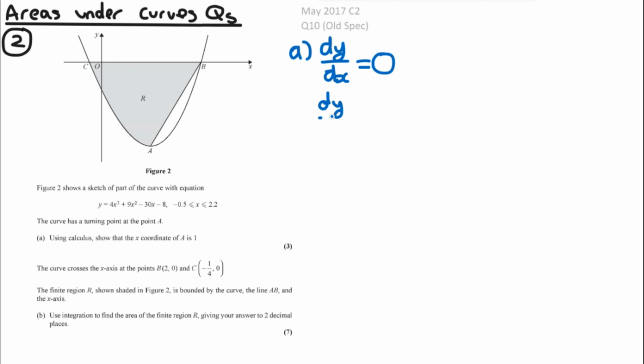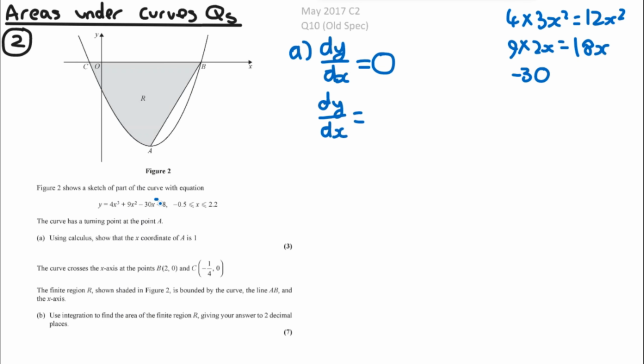So dy over dx is equal to, and then we differentiate each of these terms individually. 4x to the power of 3 is 4 times 3x squared, which is equal to 12x squared. 9x squared is 9 times 2x, which is 18x, and then minus 30x is going to be minus 30, and then the minus 8 just goes away. So dy over dx is equal to 12x squared plus 18x minus 30, and we need to find the values for when this is equal to 0.